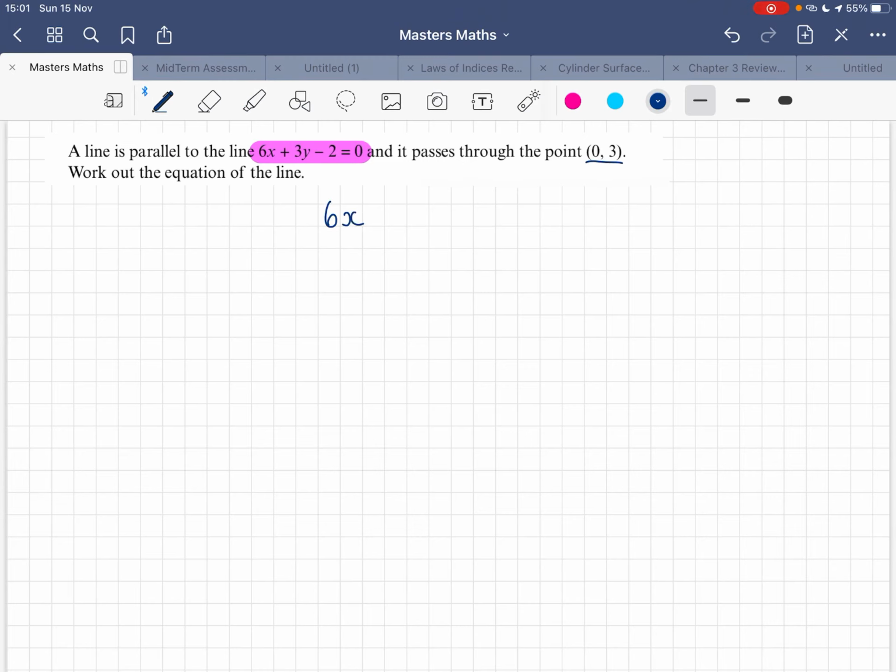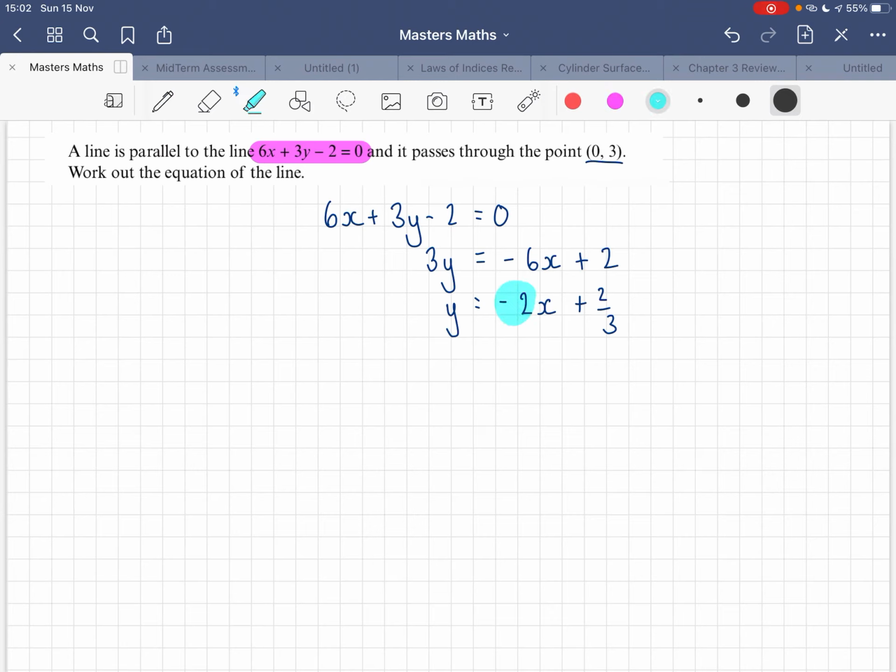So we've got 6x plus 3y minus 2 is equal to 0. We need to rearrange it so it's in the form y equals mx plus c, so we can pick the gradient out of it. So I'm going to subtract the 6x and add the 2 over. So I get 3y equals -6x plus 2. And then I'm going to divide everything by 3. So I get y equals -2x plus 2 over 3. So I can quite clearly see that the gradient is -2, so I'm going to use that.